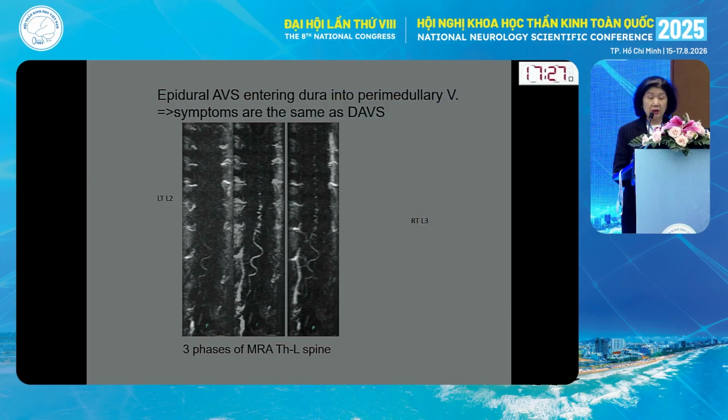And now you see that there are early arterialized veins. That means the direction goes from down to up, so the shunt must be located downstream there. So this is 3 phases. You can make it 2, 4 or 5 phases, depending on your MRI machine.